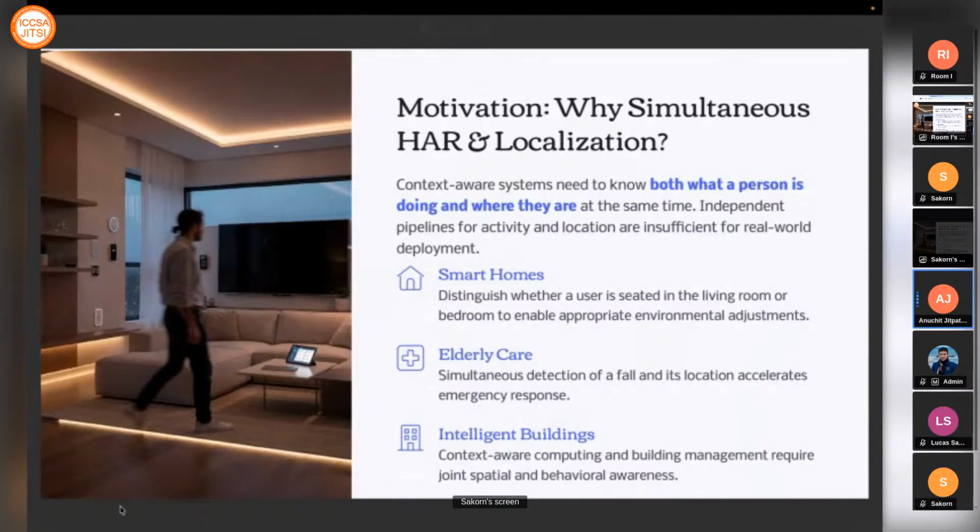Why do we need to solve activity and localization together? Context-aware systems need to know both what a person is doing and where they are at the same time. Running two separate pipelines is not practical for real deployments. Think of smart homes distinguishing whether someone is seated in a living room or bedroom, elderly care systems that need to detect a fall and its location together to speed up emergency response, and intelligent buildings that require joint spatial and behavioral awareness for context-aware computing.